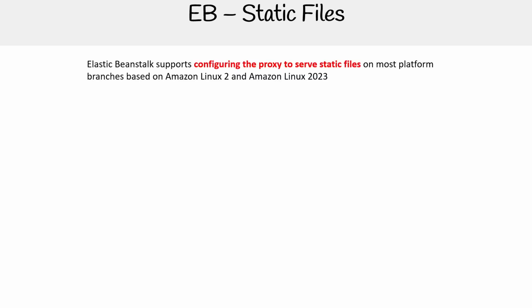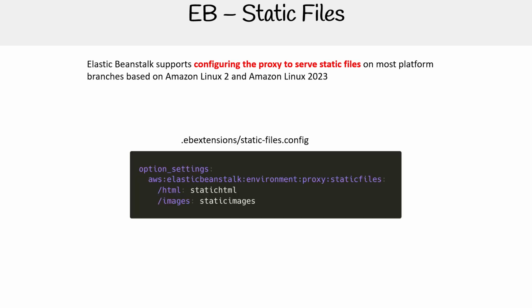One feature that Elastic Beanstalk has is it supports serving static files via reverse proxy. If you're using Amazon Linux 2 or Amazon Linux 2023, I don't know if you can choose Ubuntu, you probably can. So as long as you're using an Amazon distribution, you can do this. The way it would work is you'd create a configuration file in your extensions, and you would just tell it to serve specific folders. So here we have images and HTML files.